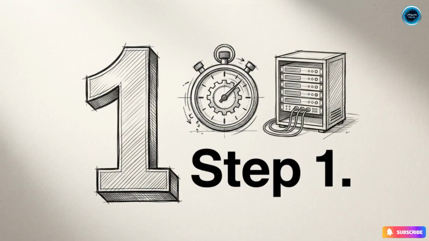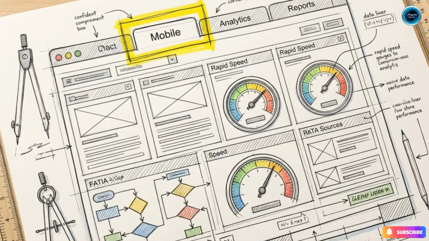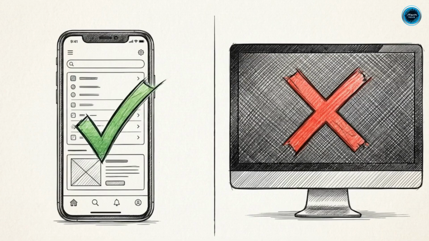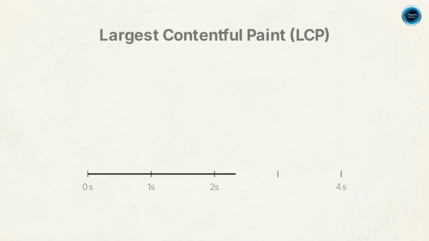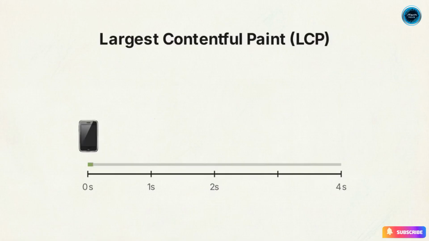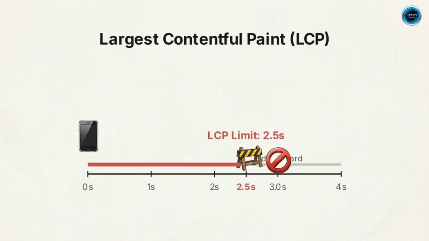Step 1 is clearing the technical speed floor. Open PageSpeed Insights and run your website through it. Look directly at the mobile score. Google's crawler reviews your mobile experience first, so desktop numbers won't save you here. We are measuring your largest contentful paint, or LCP. The maximum threshold is now 2.5 seconds. The old 3-second rule is dead.